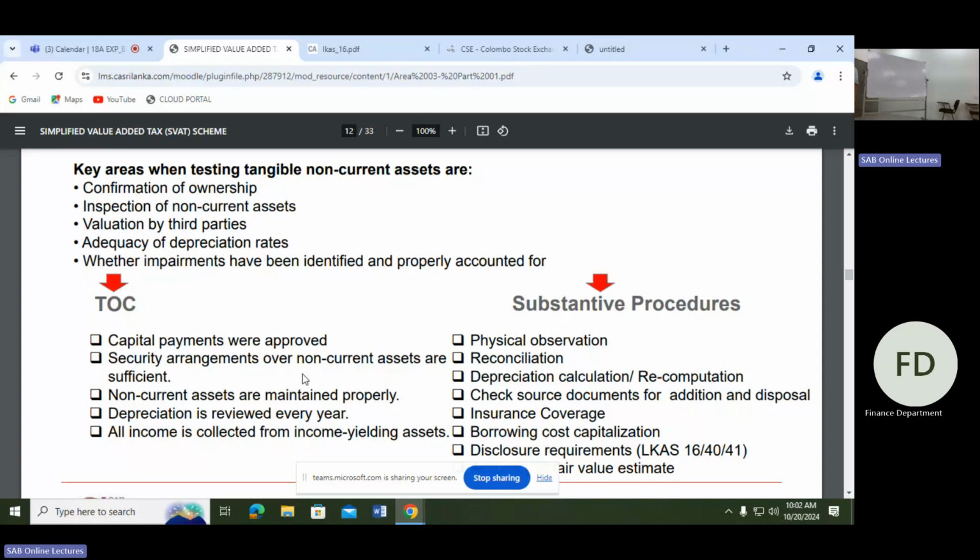So then we consider that those assets should generate income. And that generation, we should have kind of a targeted yield percentage, 5%, 10%. So then we need to check that. We should have a monitoring process. Do we have that monitoring process in the organization? Right? All the income is collected from income yielding assets.